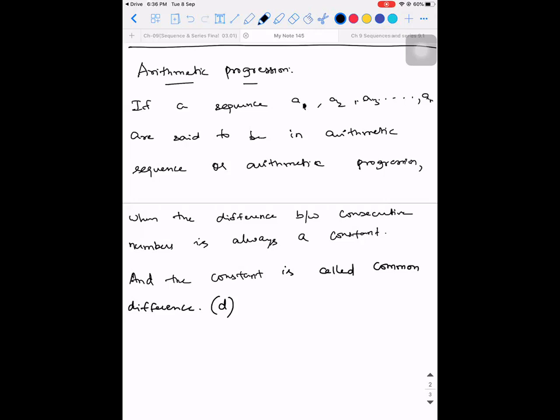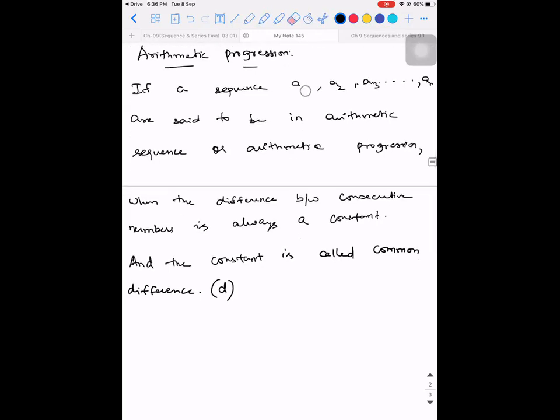Are you clear with this? So if you have a sequence A1, A2, A3, so on till AN, they are said to be an arithmetic sequence or arithmetic progression when the difference between the consecutive numbers is always a constant, and the constant is called the common difference.